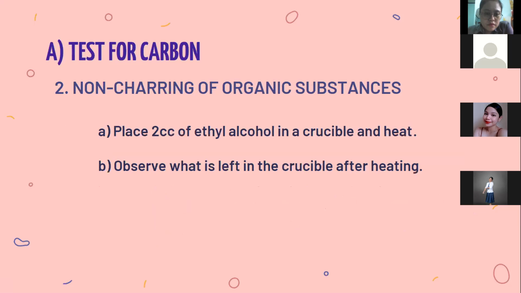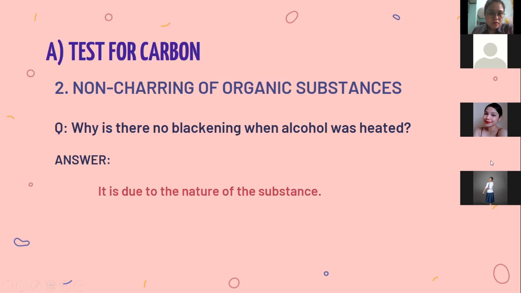And next is Mecca. Place 2 cc of ethyl alcohol in a crucible and heat. Observe what is left in the crucible after heating. So still in number two, the question is, why is there no blackening when alcohol is heated? And our answer is, it is due to the nature of the substance.